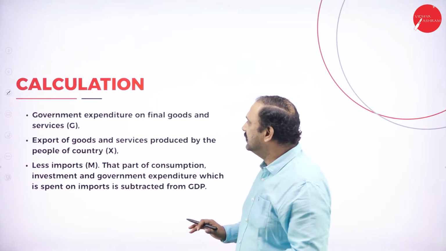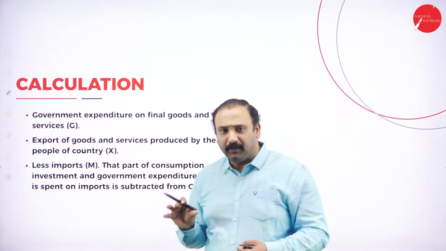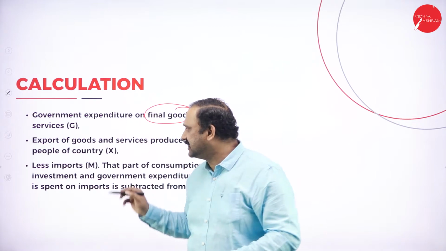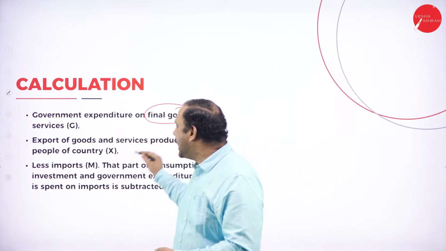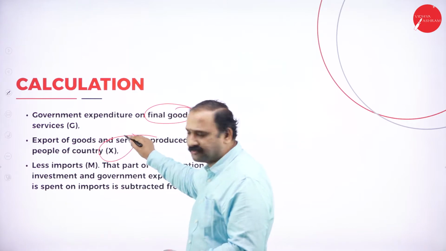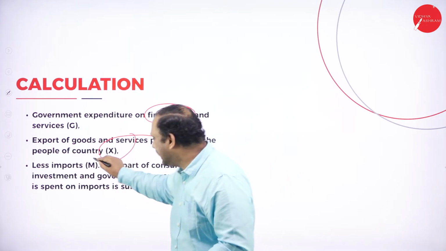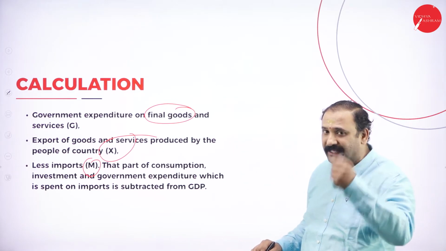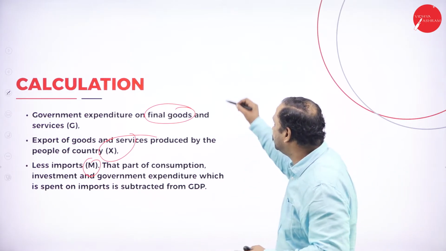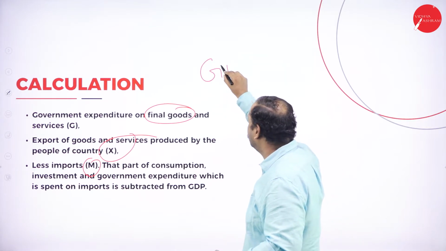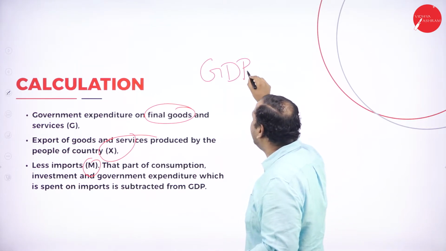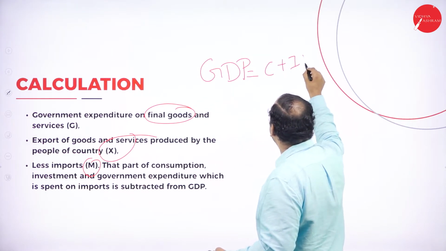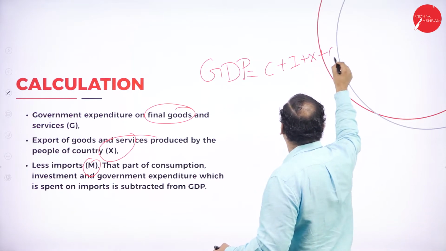Now, moving further, let's talk about the calculation. Government expenditure on final goods and services, I'm going to take as G. Exports of goods and services for the country, that is X. Less the imports, M. This is how we are going to calculate the GDP. So, how is the GDP calculated? Let me write down the formula for you. GDP equals C plus I plus X plus G minus M.